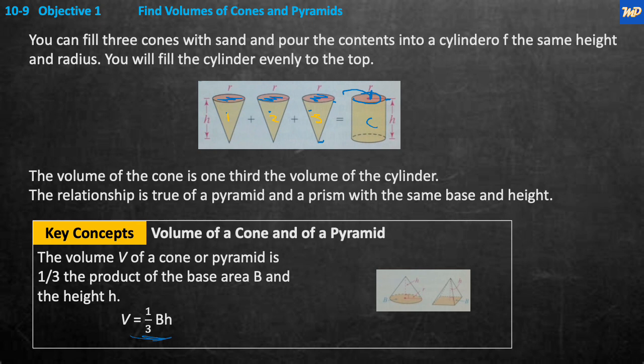So in the key concepts, the volume V of a cone or a pyramid is 1/3 the product of the base area B and the height H. And so we're looking at these little pictures down here. They're showing the base and the height. That's how we're measuring the volume, 1/3 the base times the height.